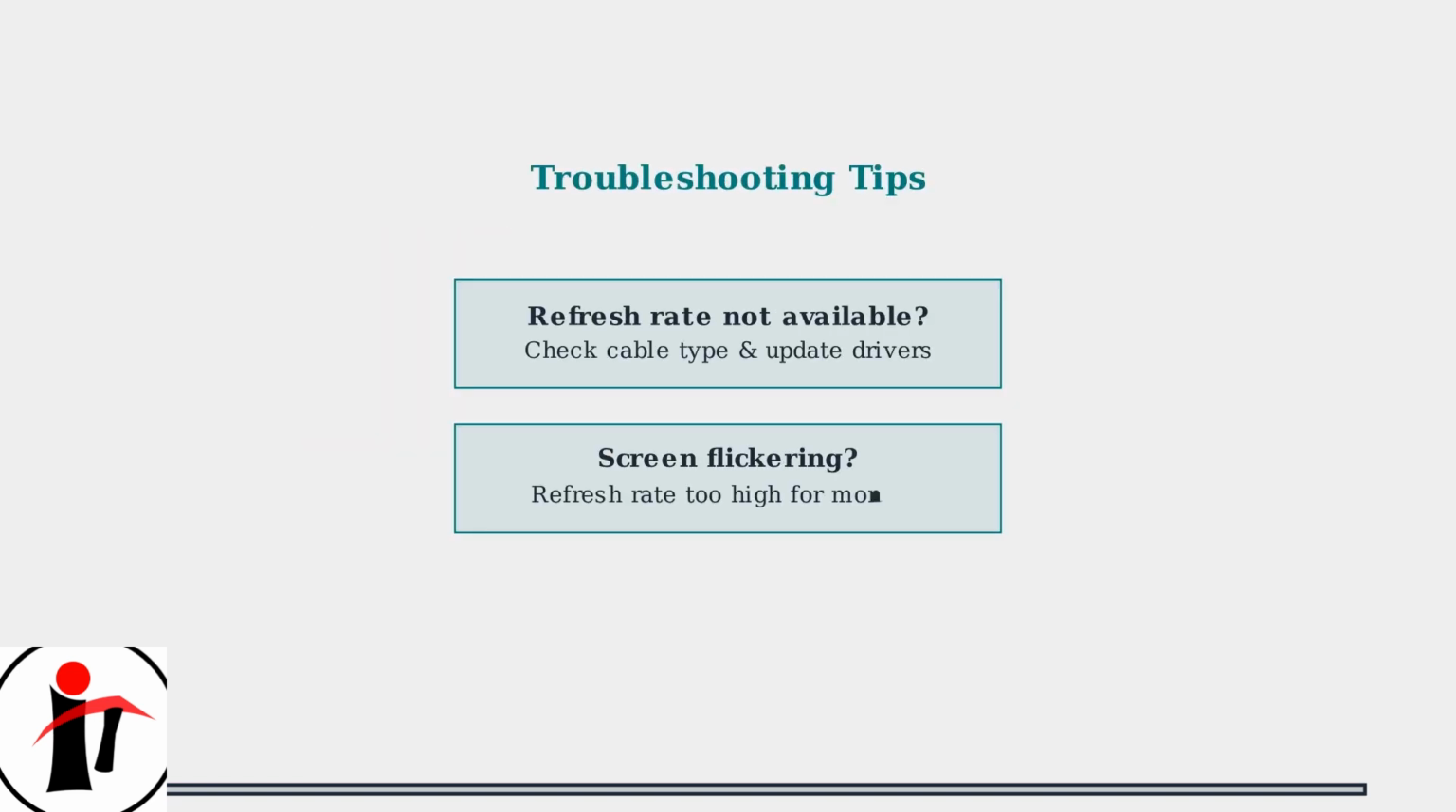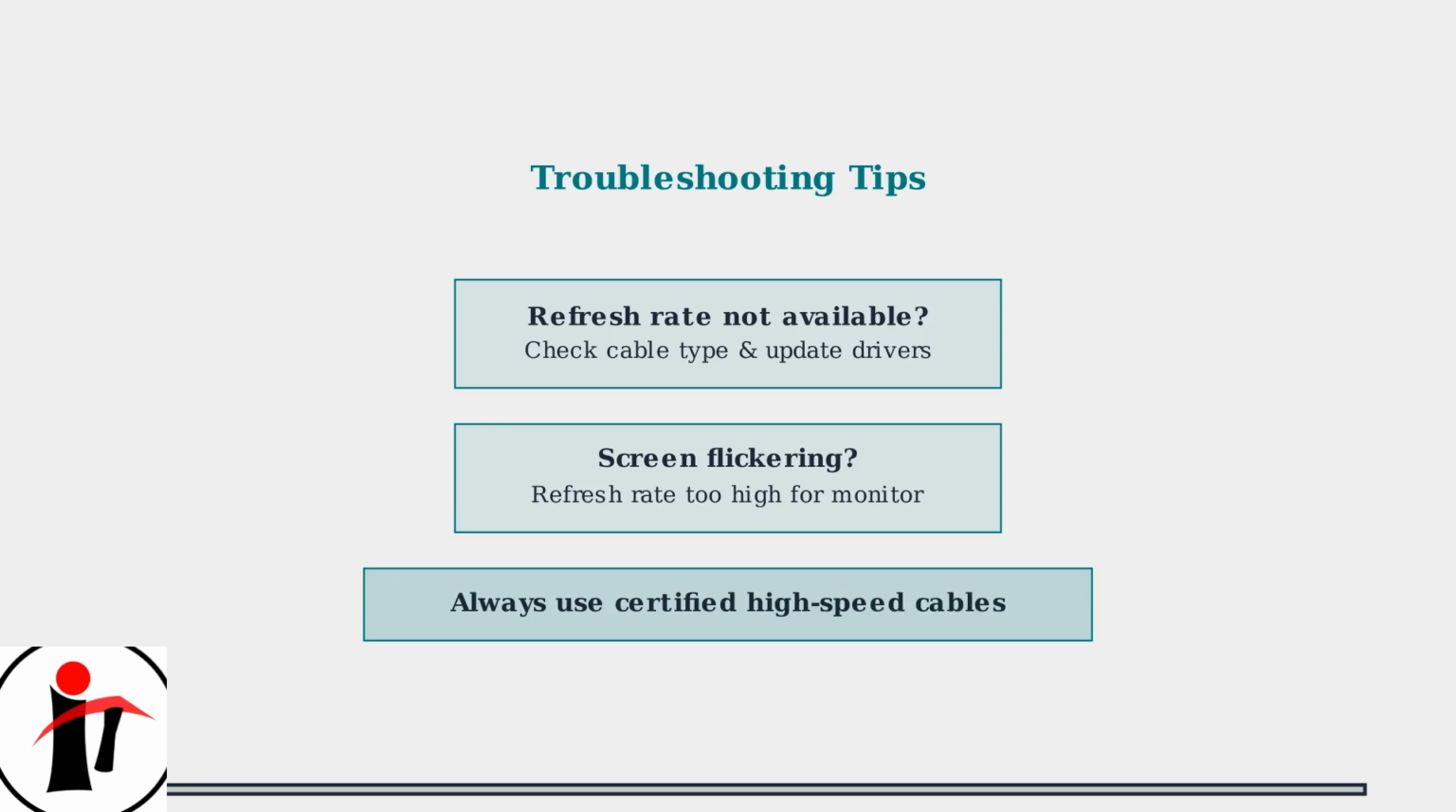Common troubleshooting tips: If refresh rates are not available, check your cable type and update graphics drivers. Screen flickering indicates the refresh rate exceeds your monitor's capability. Always use certified high-speed cables for reliable performance.